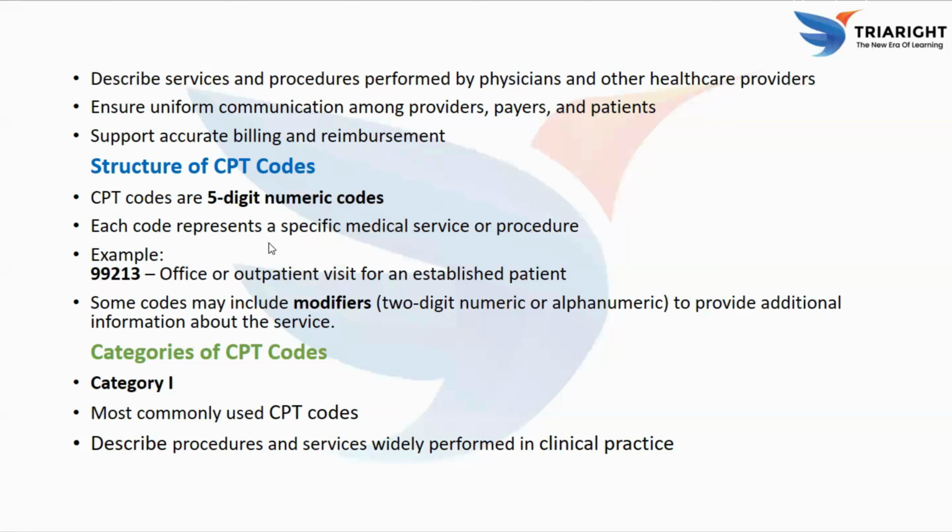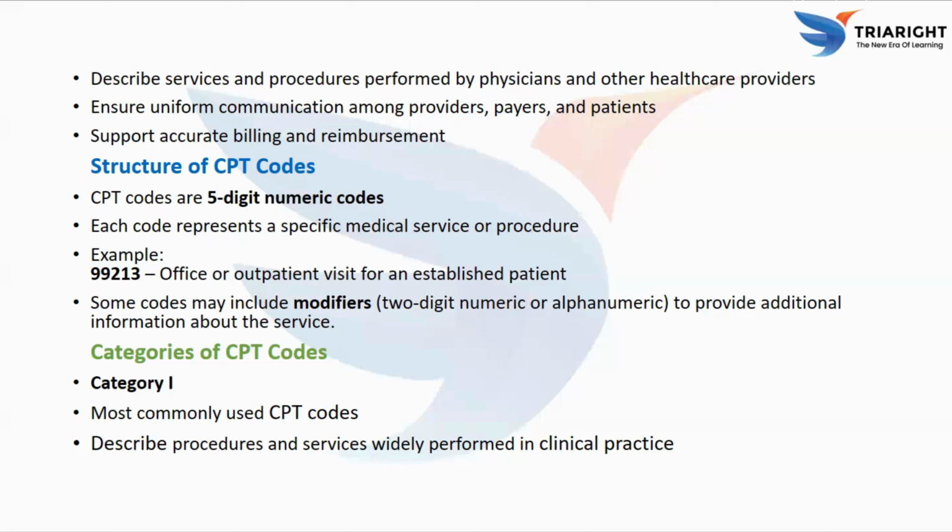So now, what is the structure of a CPT code? A CPT code is a 5-digit numeric code. Most CPT codes contain 5 digits only. For example, 99213. This is an E&M code which represents an office or outpatient visit for an established patient. Each code represents one specific service. Every CPT code stands for one exact medical service or procedure. No guessing. Each code has a defined meaning.